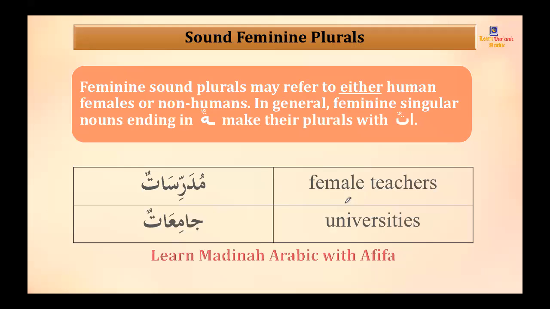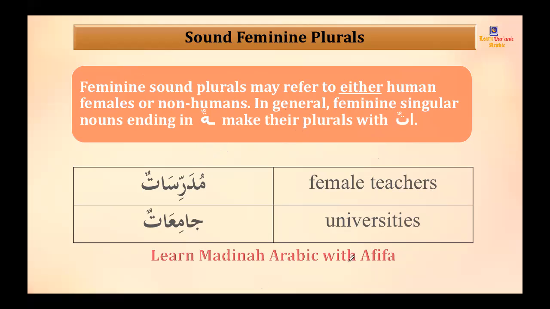So again, female teachers, mudarrisatun. Now, remember earlier we talked about how for masculine words, if it's an object and not a human, we don't do the una, right? We don't do the standard sound plural. We do broken plural. We said like kalamun. We said we don't do kalamuna, that's incorrect.